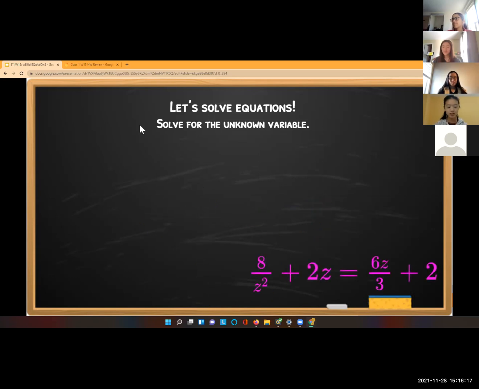Okay, this final question is a little bit more difficult, but don't let its size or all the variables scare you. This one says 8 over z squared plus 2z equals 6z over 3 plus 2. This last problem is the first one that is a little bit weird. All the other equations are regular equations, but this is our first weird equation. So how would you go about solving this? Multiply by z squared? Would that be the first step you do?